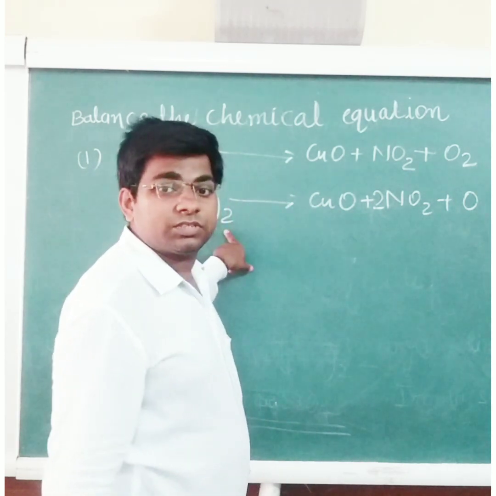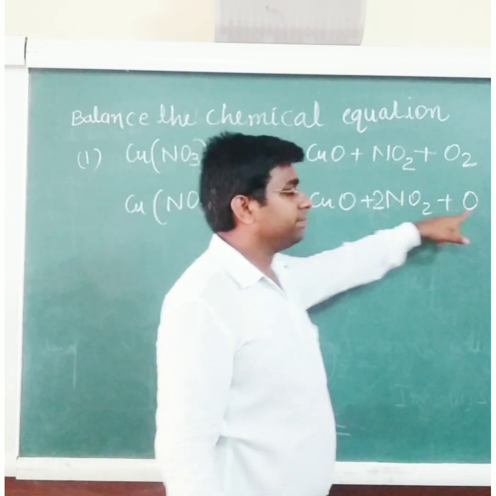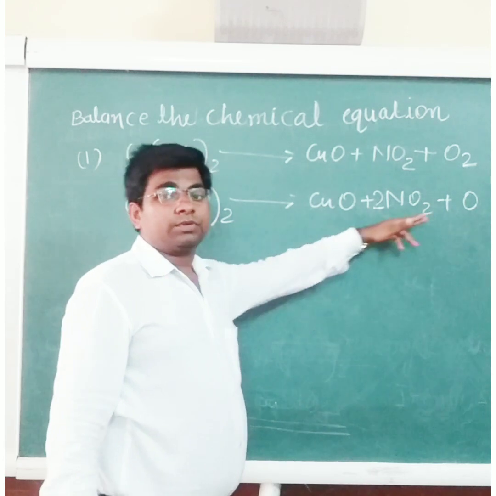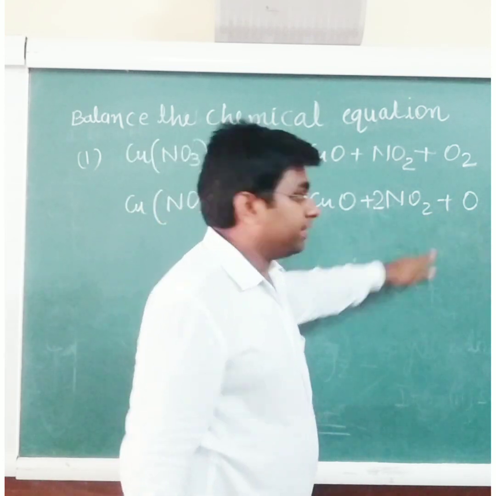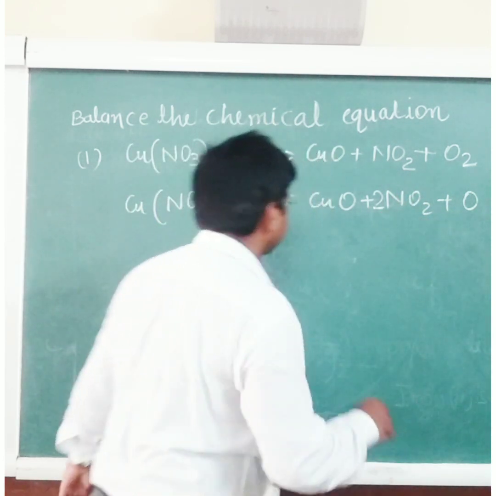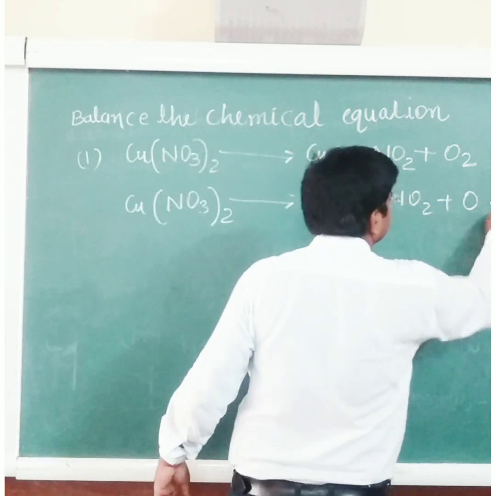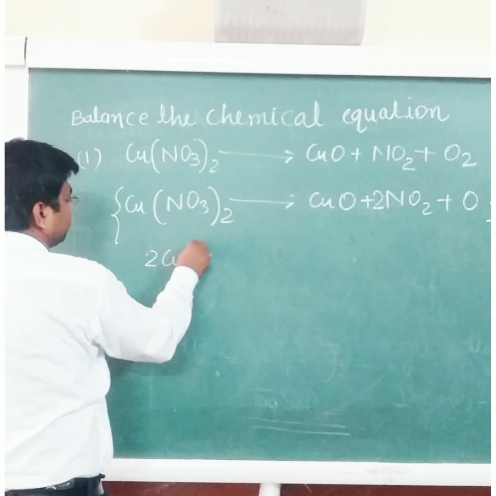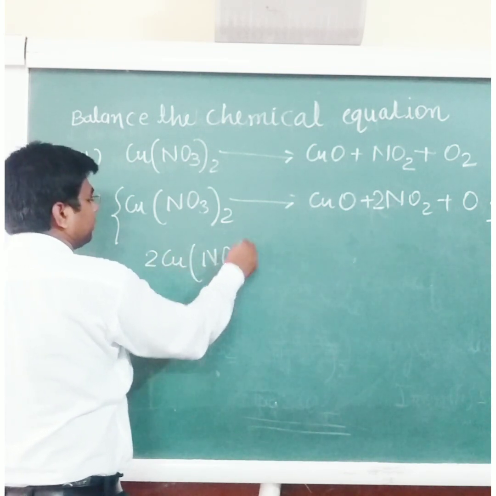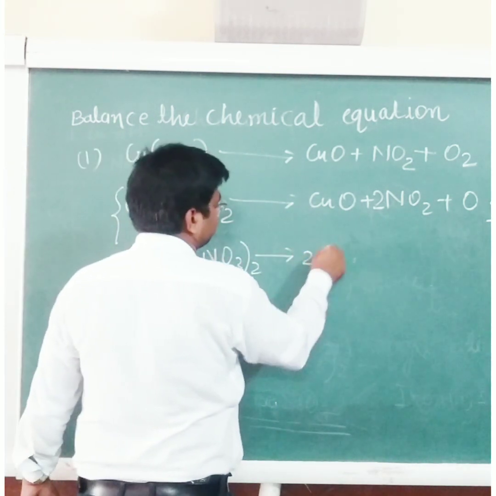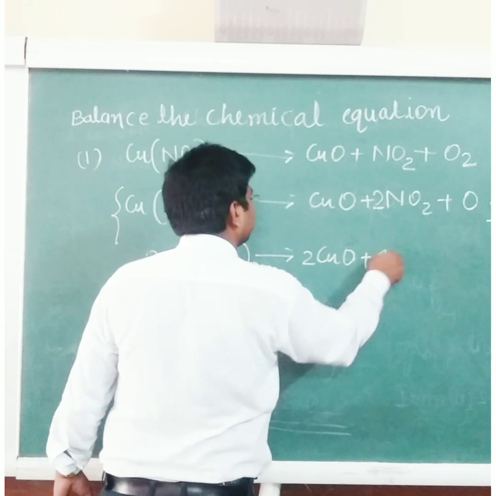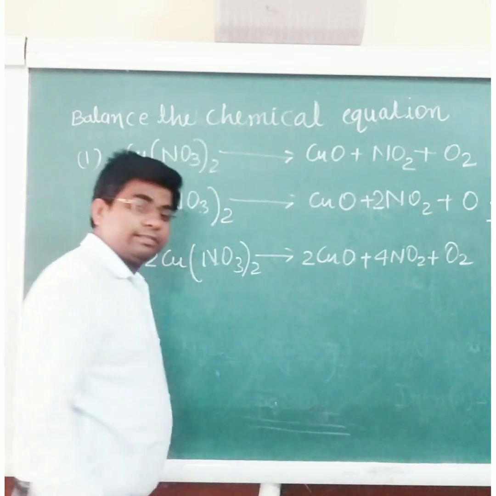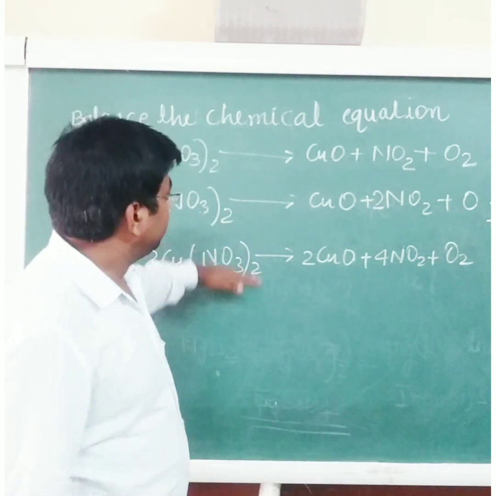Oxygen: there are 6 oxygen on the left and on the right 1, 2, 5, 6. Now we change this atomic form of oxygen into molecular form by multiplying by 2. 2Cu(NO3)2 equal to 2CuO plus 4NO2 plus O2. Right? This is the first equation, the balanced equation.